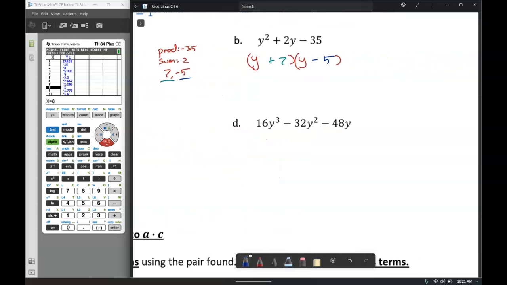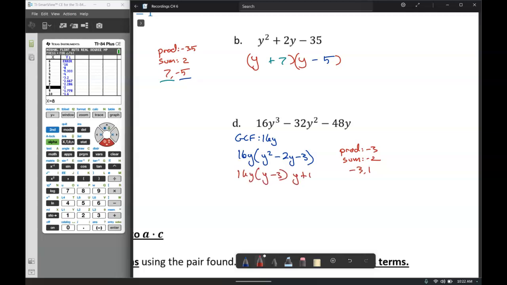And like we discussed in an earlier lesson, always check for a greatest common factor. Here we have a GCF of 16y. So when we factor that out, y squared minus 2y minus 3. Then again, we can look for a product of negative 3 and a sum of negative 2. That's negative 3 and 1. So 16y, y minus 3, y plus 1.